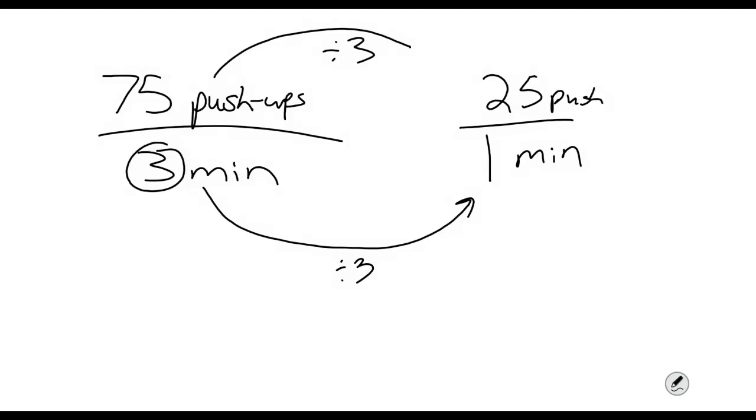Chris, you think you can do 25 push-ups per minute? Yeah, you can. You got it. Okay. All right, so that is rate, unit rate. You always go from a rate to a unit rate. You just divide by the denominator in the rate. Whenever you do the denominator, you must do the numerator.